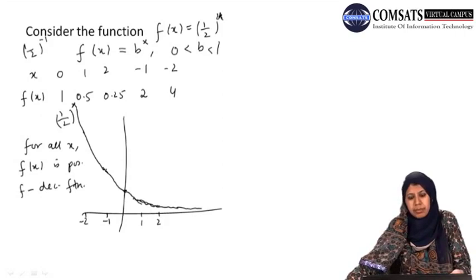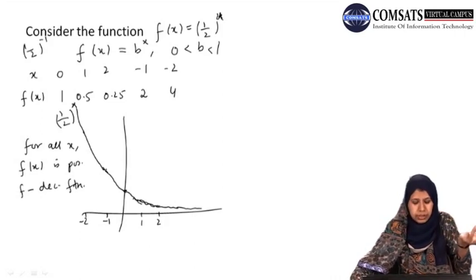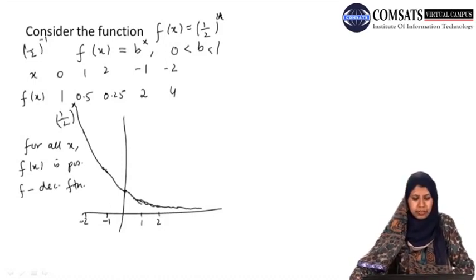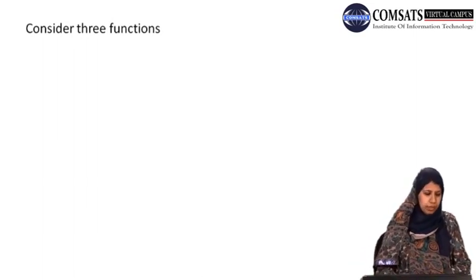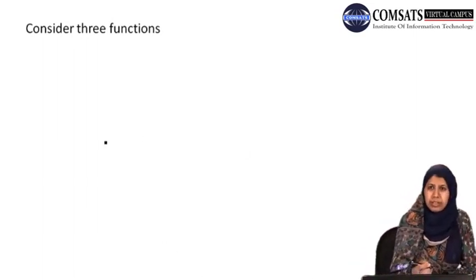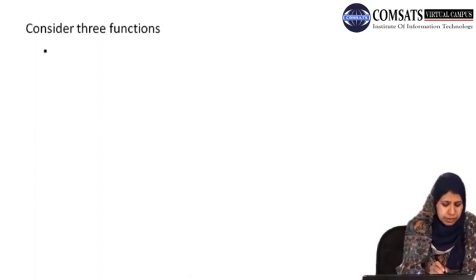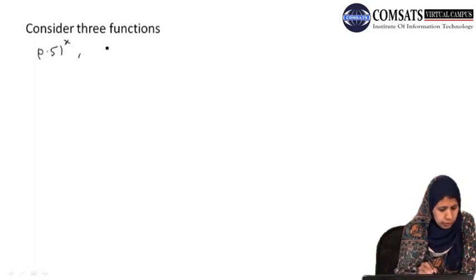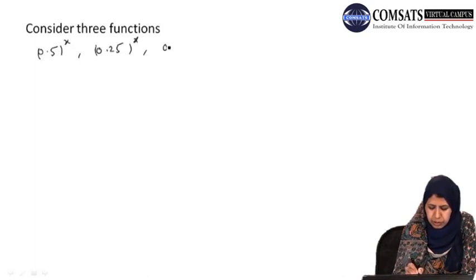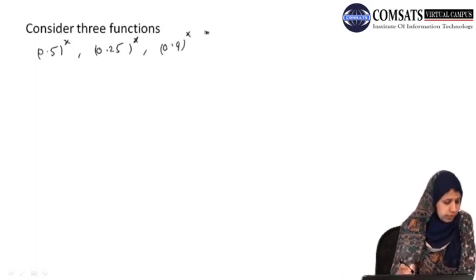So the first property is the same as in the case of b greater than 1, and the second property is totally opposite. As in the previous case, the graph was an increasing function, and now the graph is a decreasing function. Okay, now as with the case of b greater than 1, we will compare 3 graphs, with 3 different values of b lying between 0 and 1. The first one, we will take the one which we have already solved, that is 1 by 2. The second one, we take 0.25 to the power x, and the third one we take 0.9 to the power x.